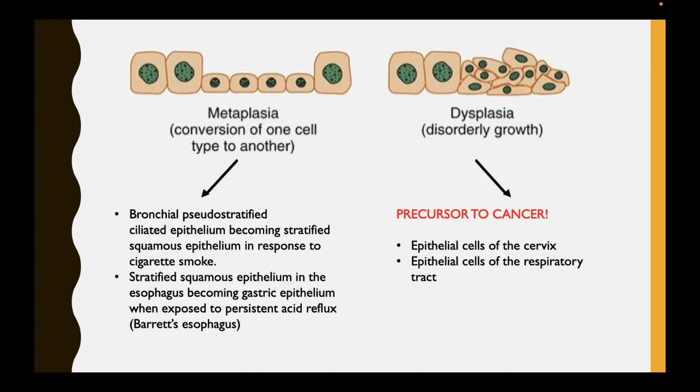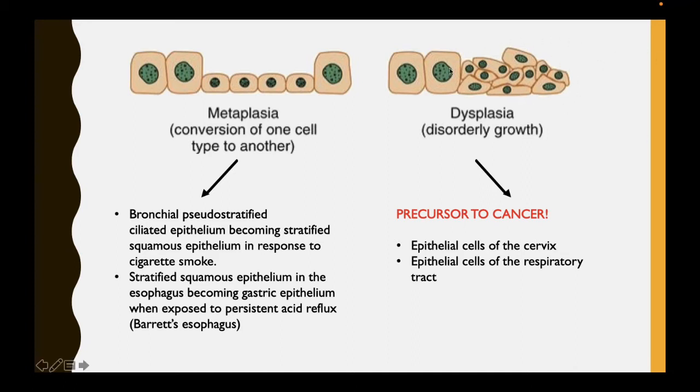So the other example that we can talk about is with respect to smoking. So we have the bronchial pseudostratified ciliated epithelium that becomes stratified squamous epithelium in response to the cigarette smoke, to be able to better cope with this stressor of this toxic substance. And in the case of dysplasia, dysplasia actually is not considered to be a true adaptive response, but it is defined as a disordered growth of the epithelium, and it is characterized by many cellular changes.